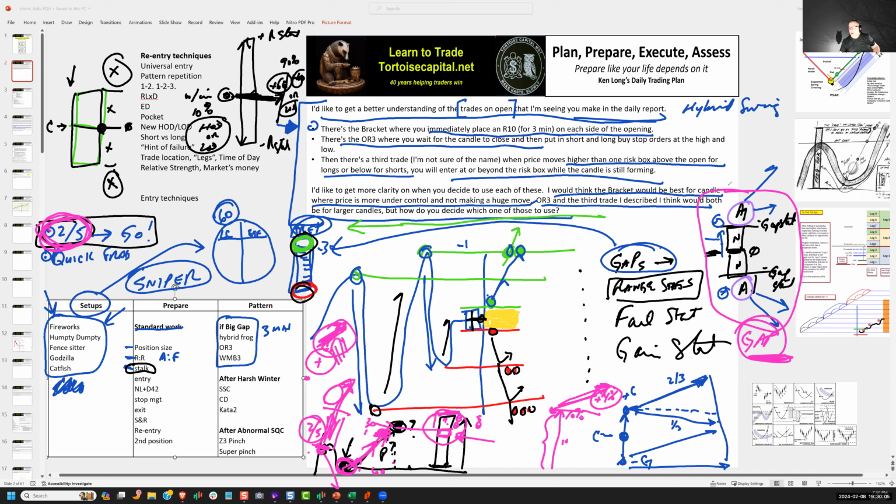So when you combine the range stat and the gap stat, and then this little phenomenon of the 2 by 5, you start preferring to trade the ones that are big gap up or big gap down. Now, if it's a bear market, I want the big gap down even more. If it's a bull market, I'll take either one of them.